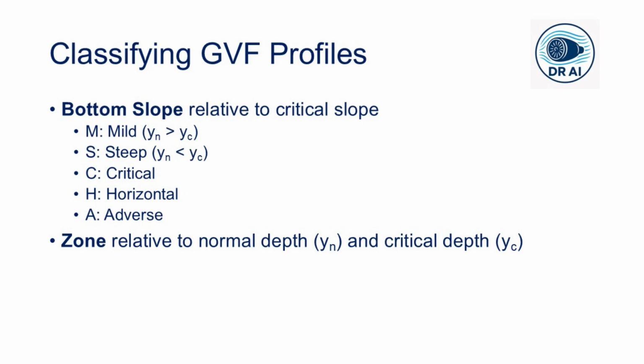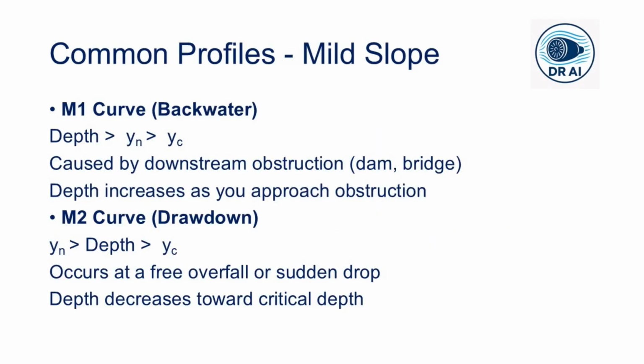So without getting too deep into the weeds, let us look at a few classic examples. Mild slope, represented on this slide as capital M. This is when the channel slope is gentle. So the normal depth, which is represented as y_n, is greater than the critical depth y_c. So the flow is subcritical at normal depth.